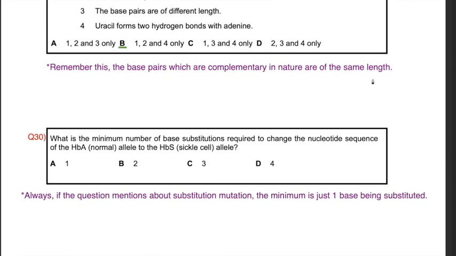Question 30. What is the minimum number of base substitutions required to change the nucleotide sequence of the HbA normal allele to the HbS sickle cell allele? Always, if the question mentions substitution mutation or the minimum number of base substitutions to change from normal allele to sickle cell allele, the minimum is just one base being substituted. Remember that carefully. For substitution mutation, the minimum is one base. Hence, the answer is A.